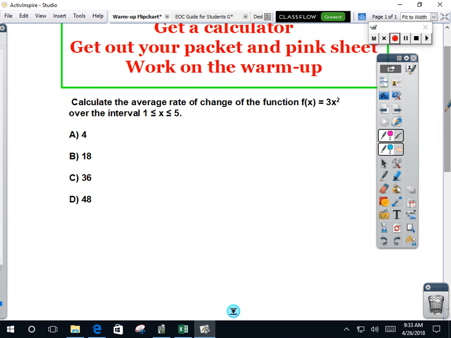All right, calculate the average rate of change of the function f of x equals 3x squared over the interval 1 to 5. Average rate of change is the same thing as slope, okay? So then you have to figure out how to calculate slope. Well, on your EOC, it will be on the formula sheet. So you'll click the formula sheet, it'll drop down, and you will use the slope formula.